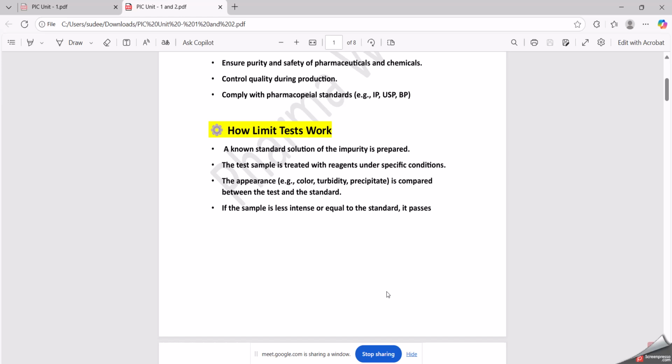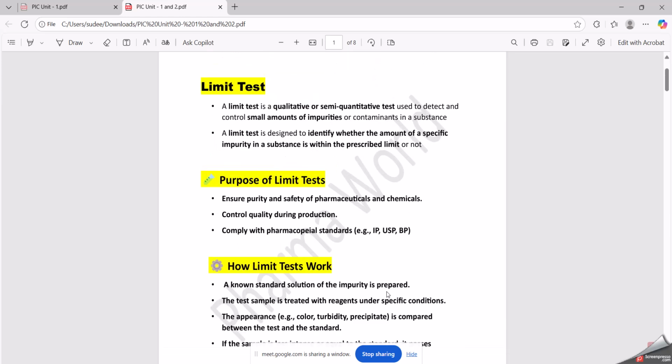The main purpose of the limit test is to ensure purity and safety of pharmaceuticals and chemicals, and to control the quality during production. During the preparation of drugs, for quality maintenance, we can use the limit test. Then the limit test should comply with standards like the Indian Pharmacopoeia, British Pharmacopoeia, and US Pharmacopoeia.